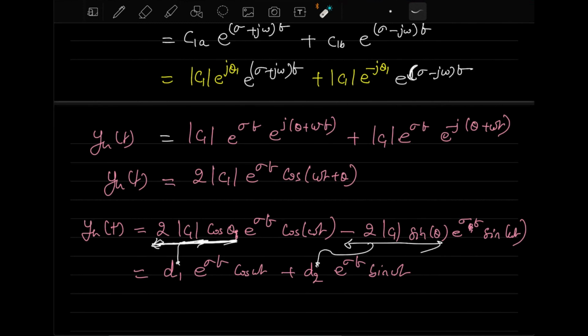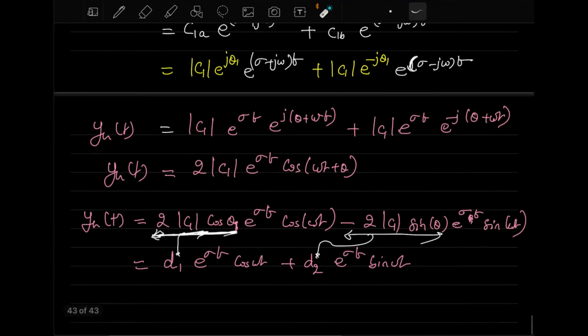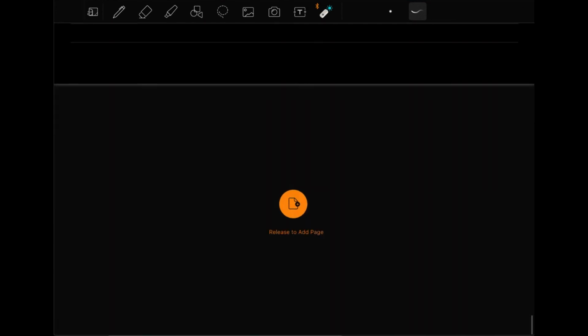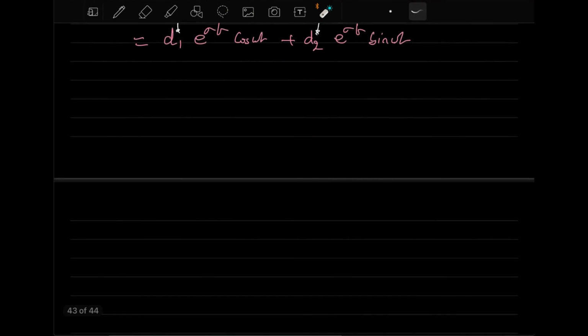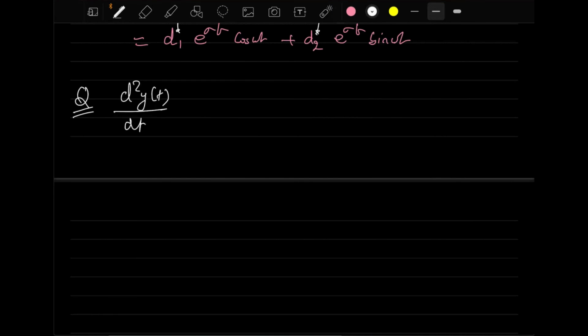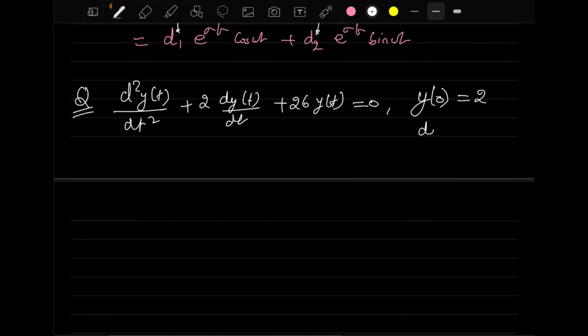Let me give you one example for this also, so that things will become clearer. If you have a question like this, you have this differential equation given over here, 2 dy by dt plus 26 y(t) equal to 0, and the initial conditions that are given to you are 2, and then you have this one.